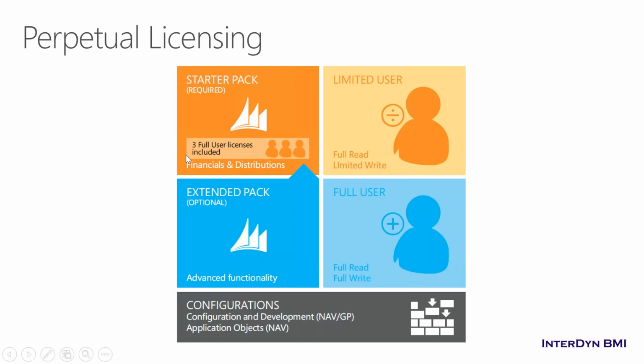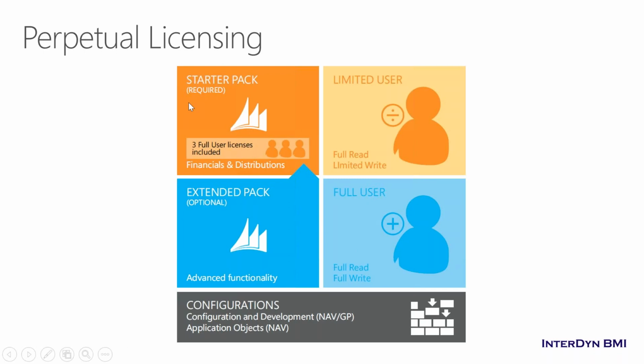You can purchase additional users, full or limited. A full user can do anything in the system. A limited user has full read capability but limited write capability. For example, creating timesheet entries, approving something that's been sent out to approvals, creating a quote, doing shipping or receiving, creating a contact, etc. They can do all of that as a limited user. The extended pack then adds all the functionality that is not available at the starter pack level.